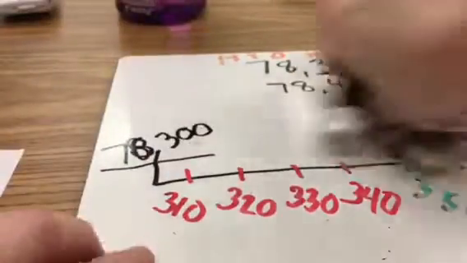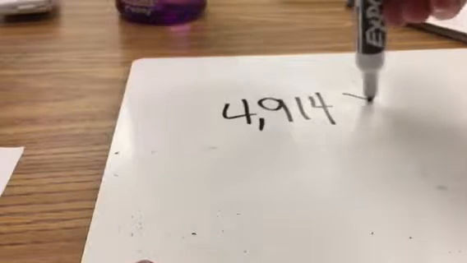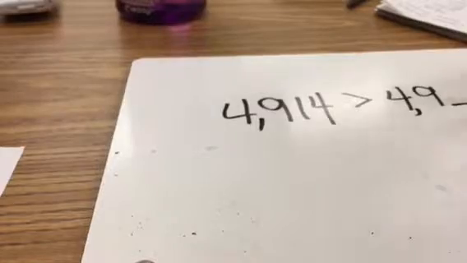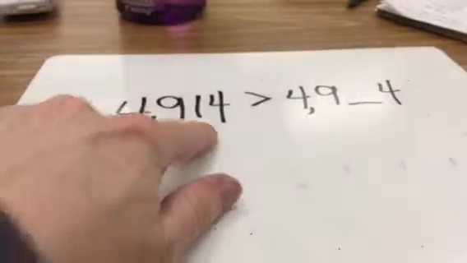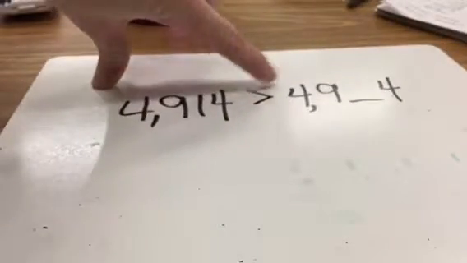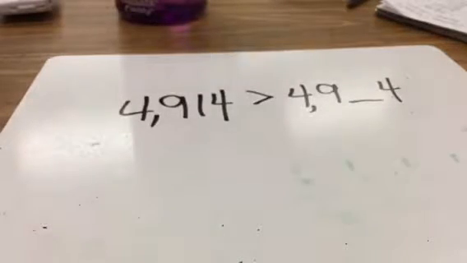Okay, number 2 says, what digit should go in the box, should go on the line to make the statement true? We have 4,914 is greater than 4,900 something 4. Okay, so we see that this number is being eaten. It's the bigger number. So this has to be greater.